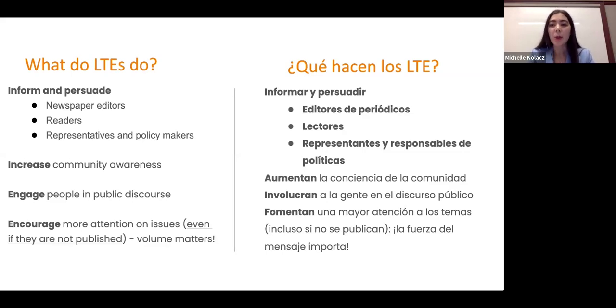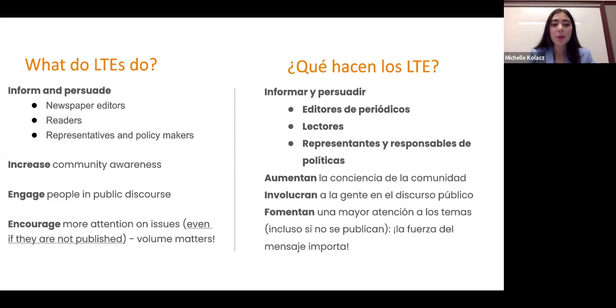This is one of many ways in which people get their information, and we really want to add to that and be able to make those information points accessible. And an LTE is one of many ways to do that. It also engages people in public discourse, not just in the written aspect, but it can become a conversation starter. How many times have you been talking to someone and say, hey, did you see this in the news or did you read that? And so this is a really great way to engage people.